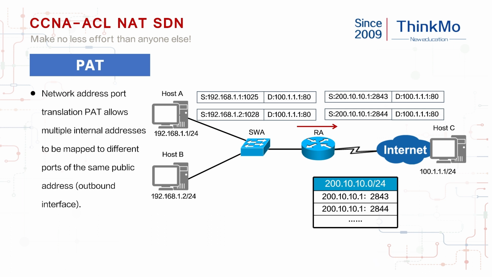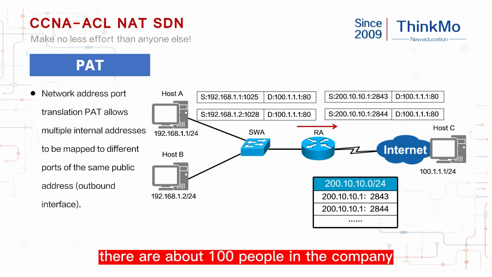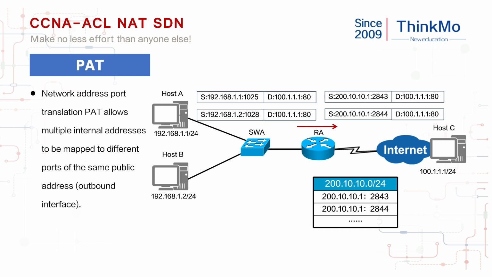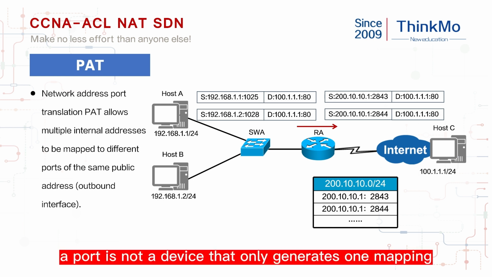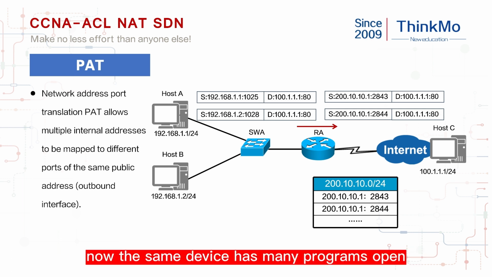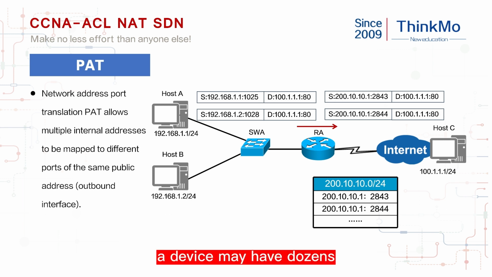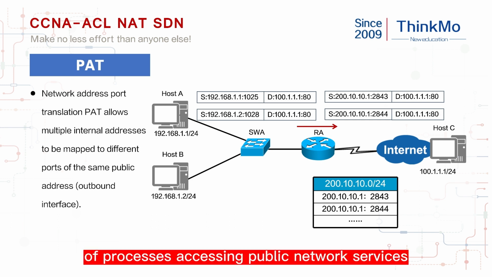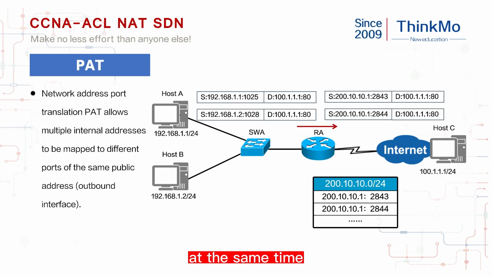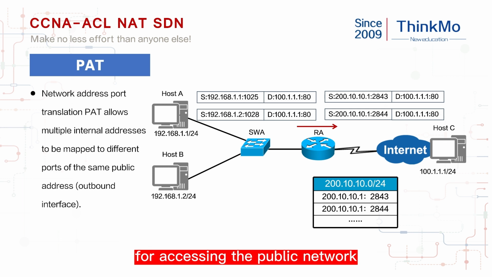You may ask, how can it be possible to run out of 65,535 ports? Generally speaking, there are about 100 people in the company, which can almost exhaust so many ports of an address. You should know a device does not generate only one mapping. Now the same device has many programs open, for example listening to music, watching a movie, playing games. Overall, a device may have dozens of processes accessing public network services at the same time, consuming dozens of ports.